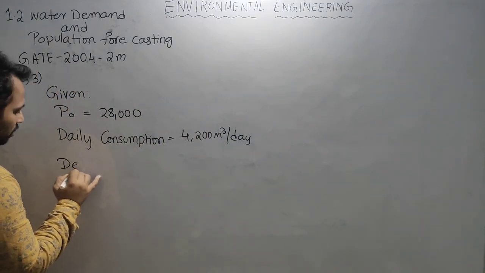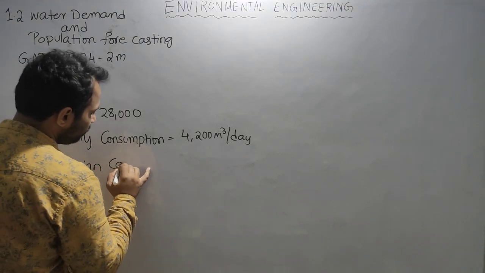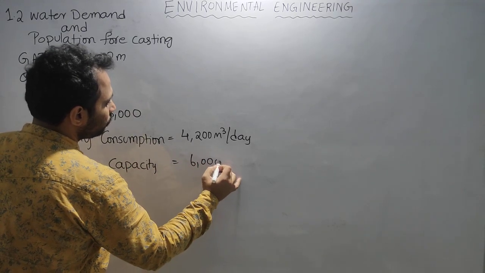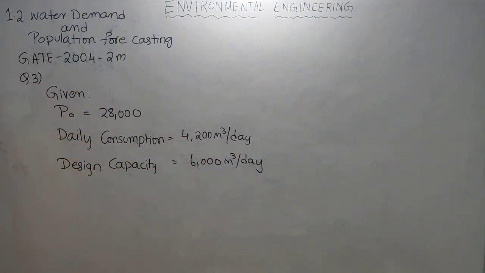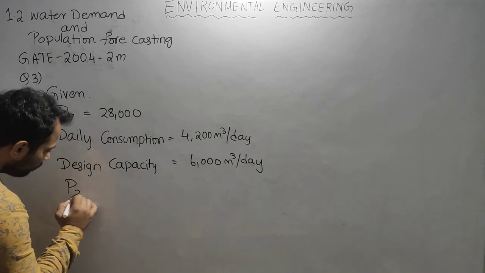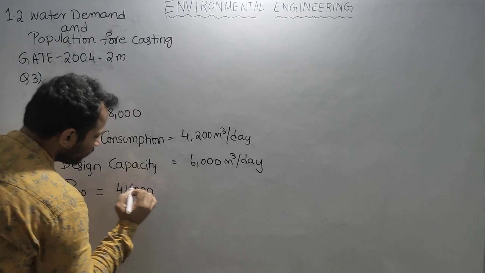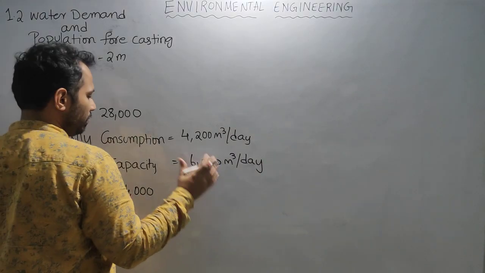Design discharge. The design capacity (6,000 meter cube per day) is the design capacity, and population at 20 years is 44,000. So after how many years will this treatment plant reach the design capacity?